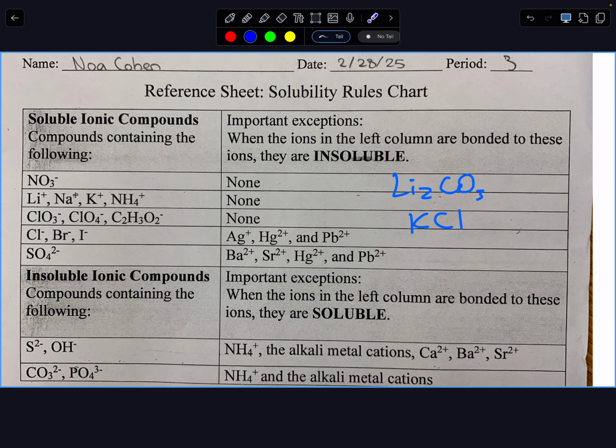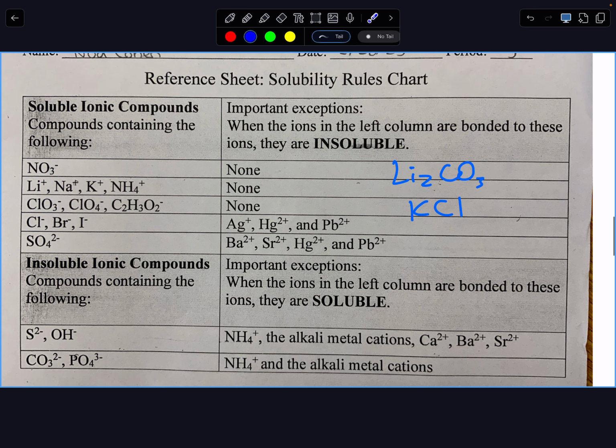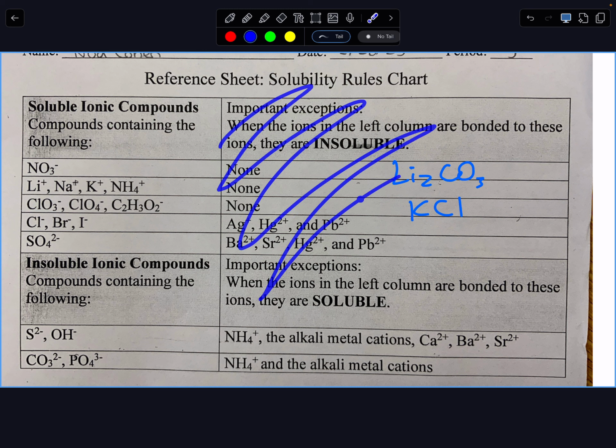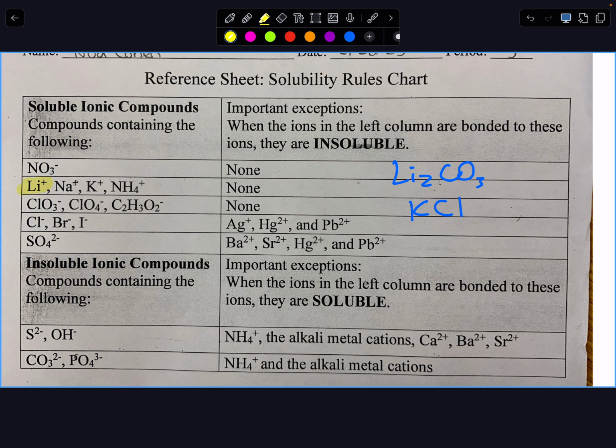Okay, how do I know how to find the states of matter? This is the compound I want to find it for. What is my cation? Li, and my other one? CO3. Do you see Li or CO3 on the left side? Ignore the exceptions. I see Li and CO3.